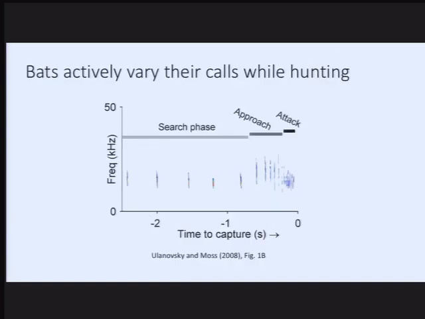So bats, in addition to having variable calls across species, also actively vary their calls while hunting. So are there any guesses as to why calls might change in this particular way shown here, where the closer that you get to a target, the more frequently the calls come and the wider the bandwidth? Any hypotheses?